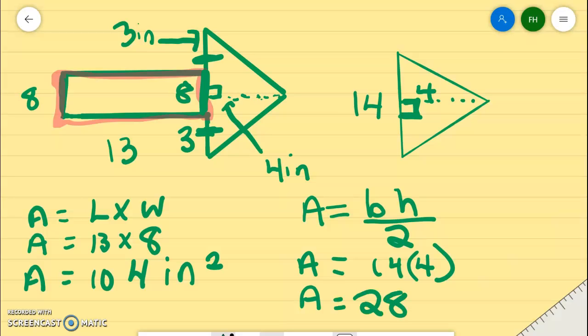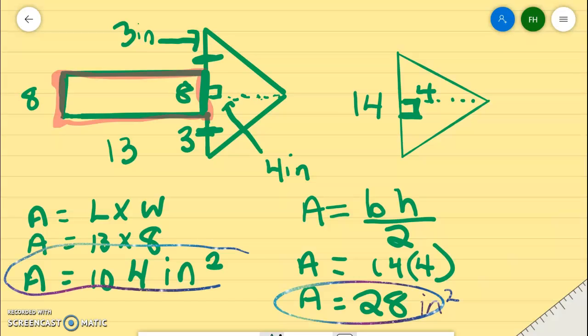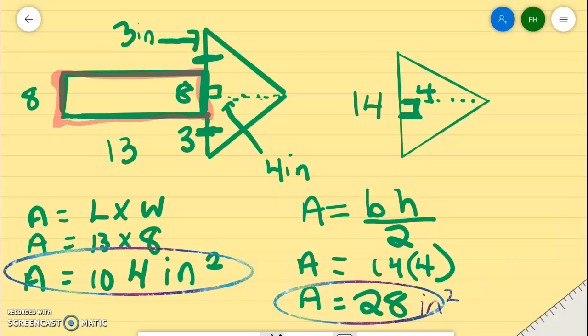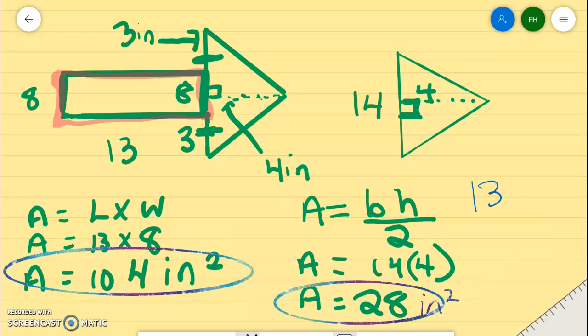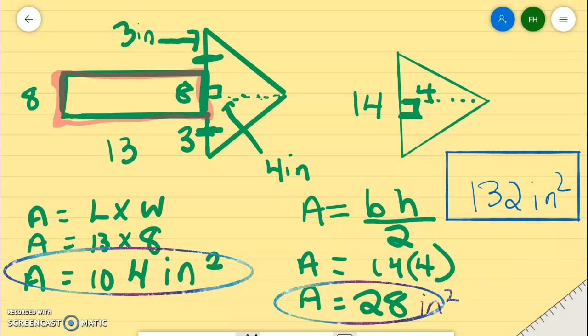So now we need to add the area of our triangle, oh, and I forgot to put my square inches, and the area of the rectangle. So if we add those two together, 104 plus 28, our final answer would be 132 square inches. And then we are done with this problem.